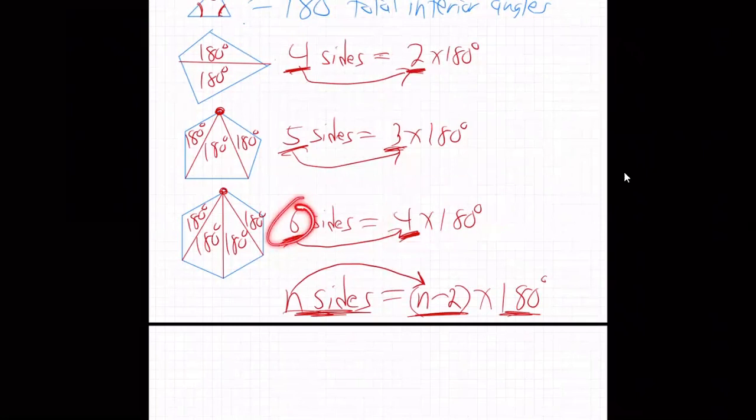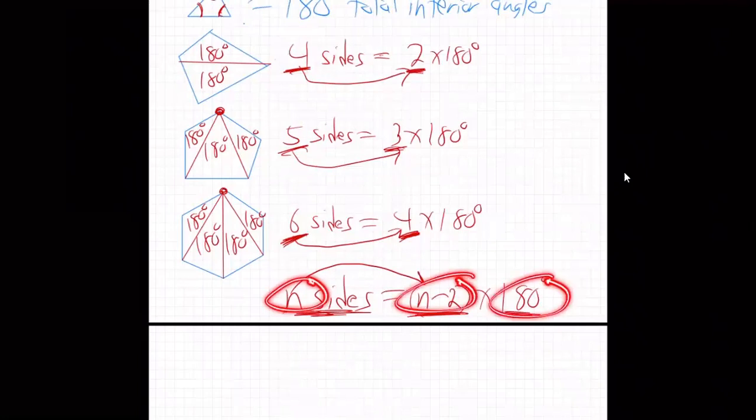Right? If you have 6 sides, that gives you 1, 2, 3, 4 triangles. If you have 5 sides, it's 1, 2, 3 triangles. If you have 4 sides, it's 2 triangles, etc. So if you have n sides, it's n minus 2 triangles, n minus 2 180s. So there's the formula for the total.